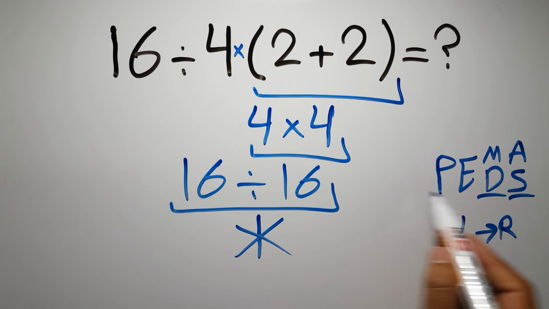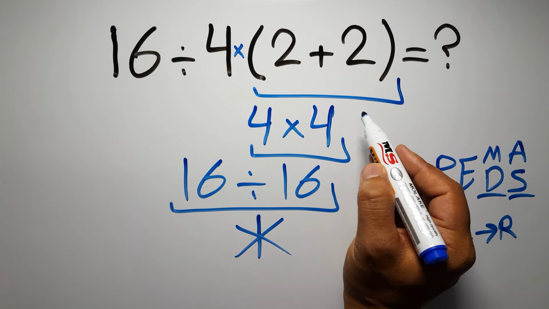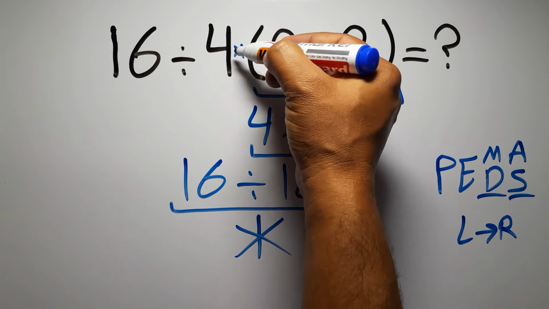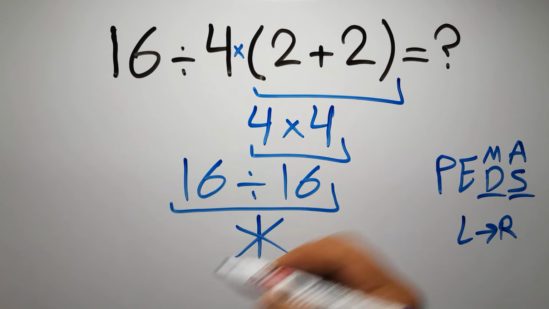So, according to the PEMDAS, first we have to do this parenthesis, then this division, and finally this multiplication. If we do this multiplication before this division, it is wrong.